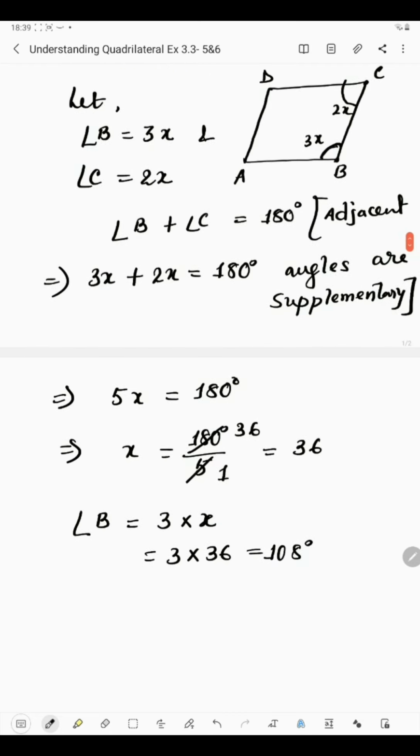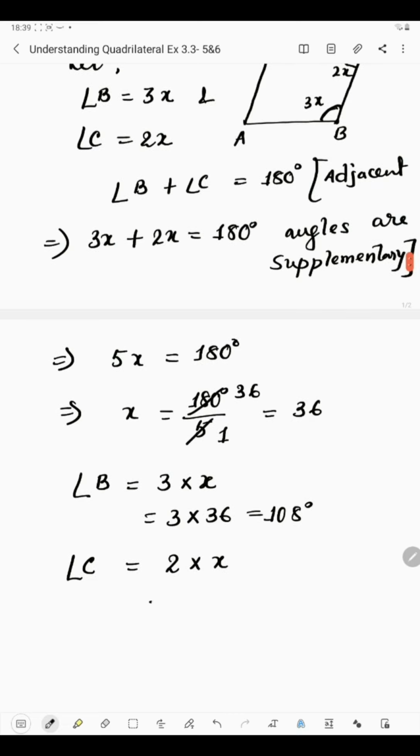Now similarly we will find angle C. Angle C we have considered as 2x, which means 2 into x. So 2 into 36 degrees, because the value of x is 36 degrees, isn't it? So here we'll put the value of x. 2 sixes are 12, 1 carry, 2 threes are 6, 6 plus 1 is 7, so 72. So angle C is 72 degrees.